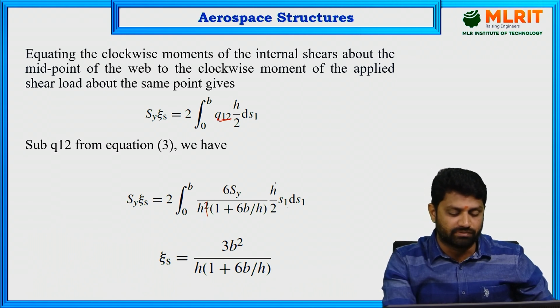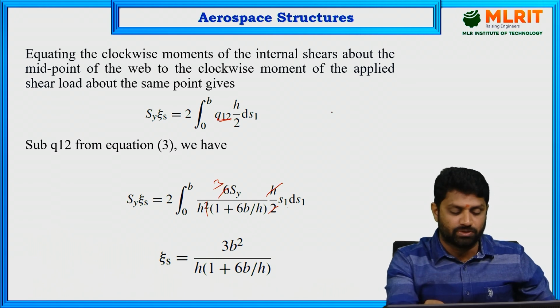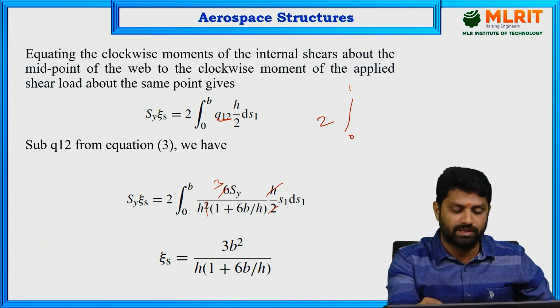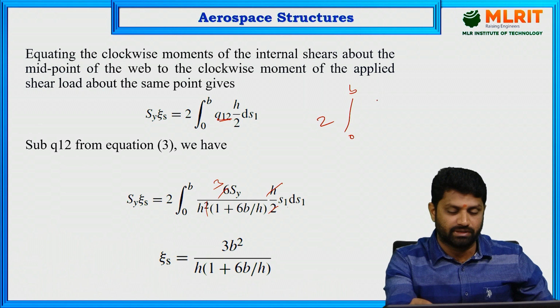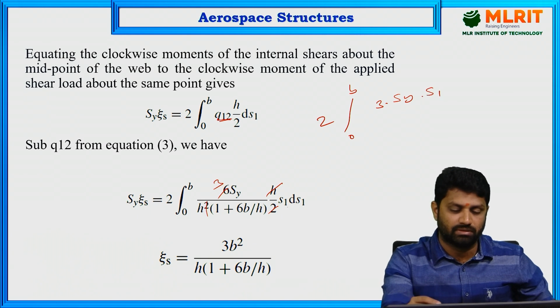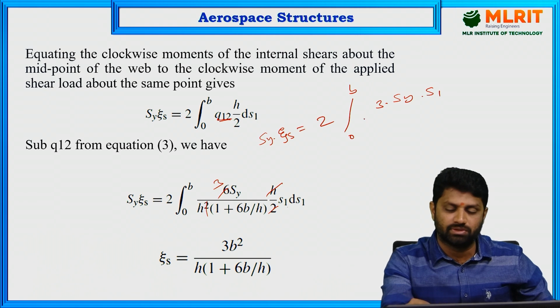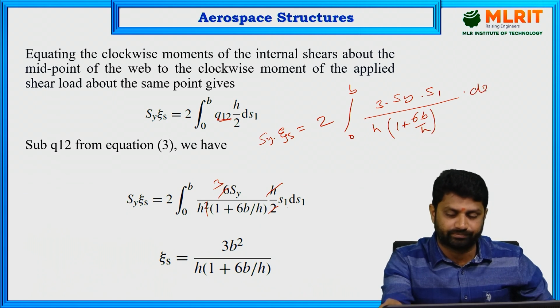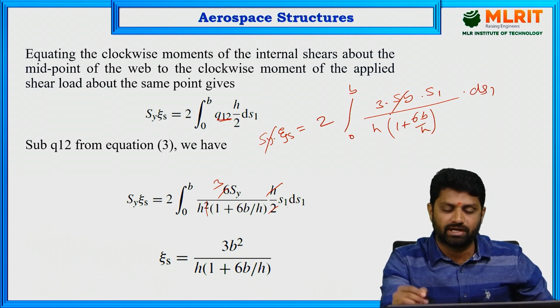So here one h will get cancelled, and you're going to get 2 into 3, just 6, and then the equation becomes 2 integral 0 to b, and what is left here in the numerator? 3 Sy into s1, Sy into zeta s equals, divided by h into 1 plus 6b by h. This is only left, out of which Sy and Sy get cancelled.